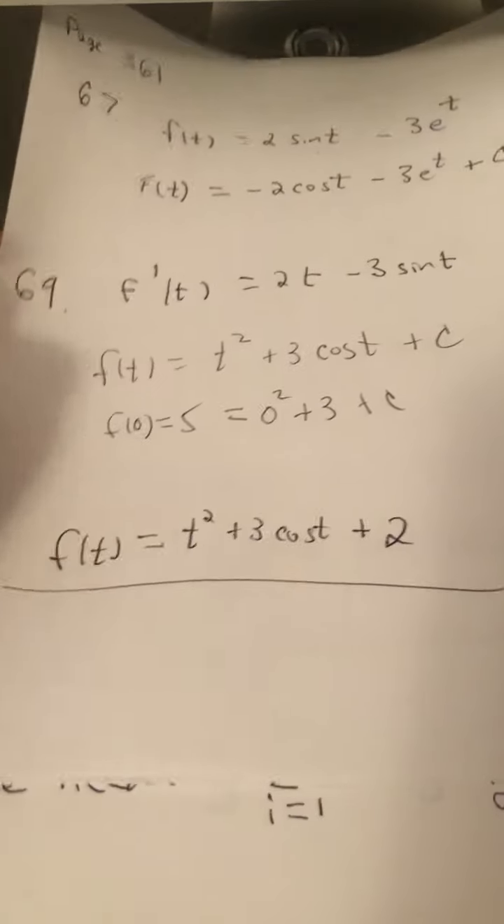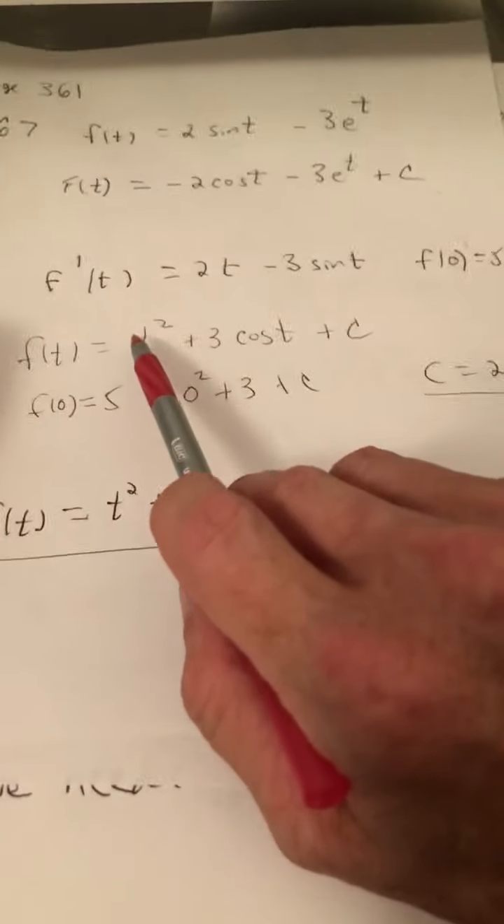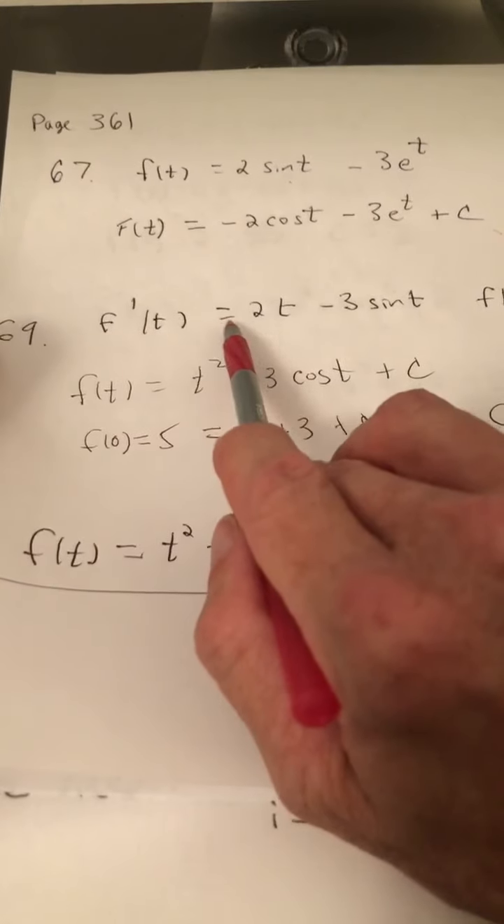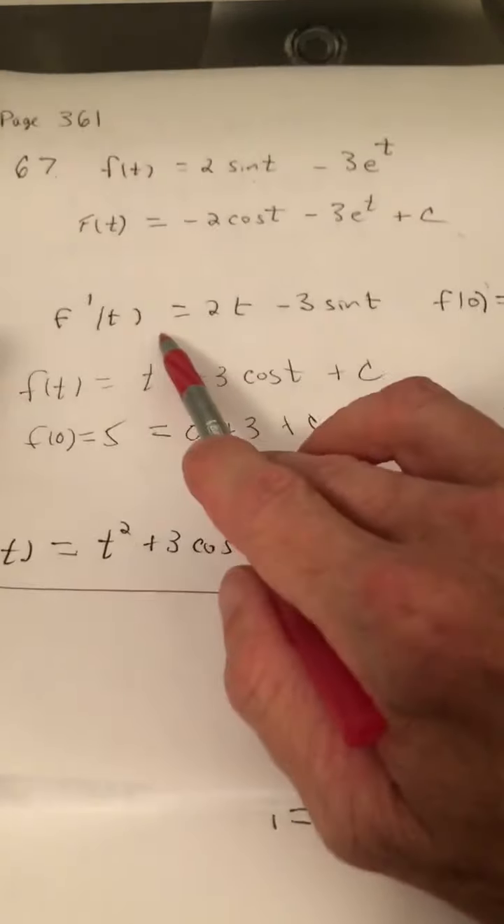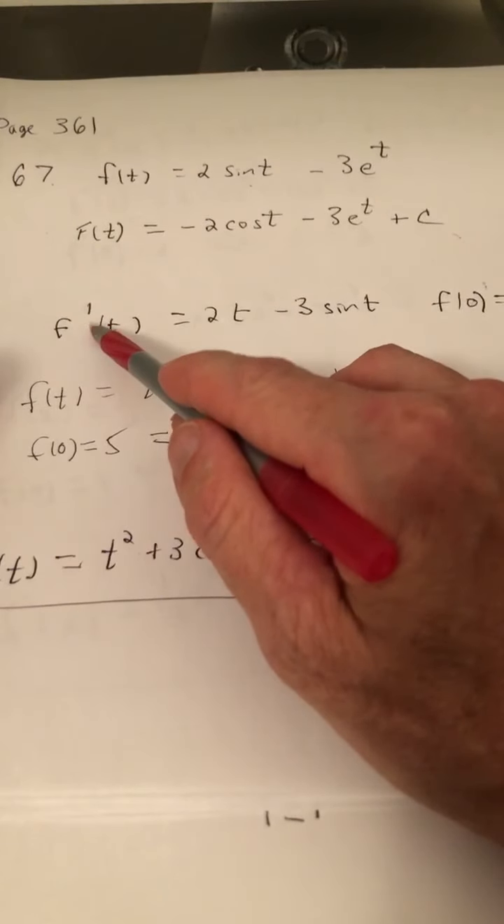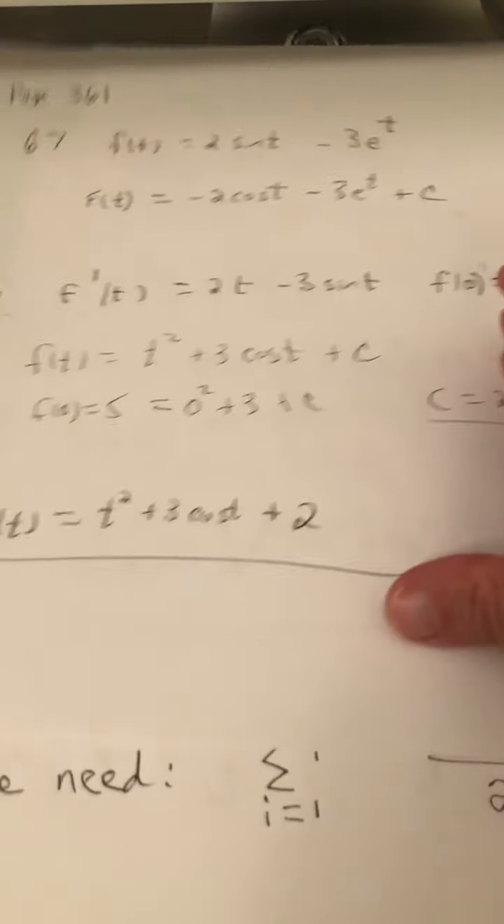Now, problem 69. We're back to the other problems that we've just done a few minutes ago. F prime of t is 2t minus 3 sine t. And notice that this is a first derivative, only first derivative, not a second derivative. So there's only one condition. F of 0 is 5.